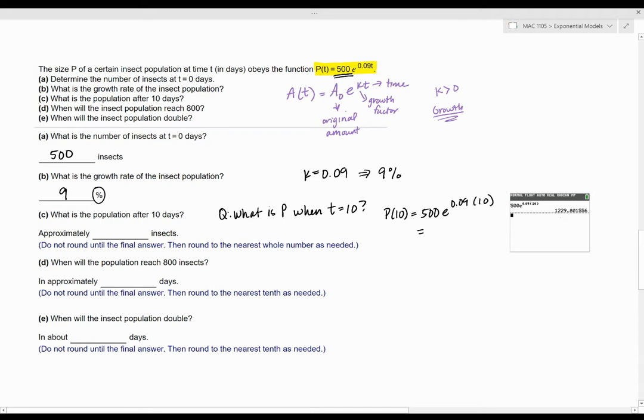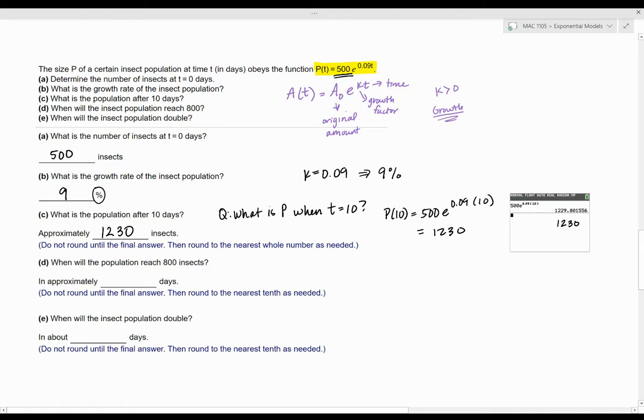Our directions say to round to the nearest whole number. If we round 1,229.8 to the nearest whole number, it's going to be 1,230. So we're going to have approximately 1,230 insects.